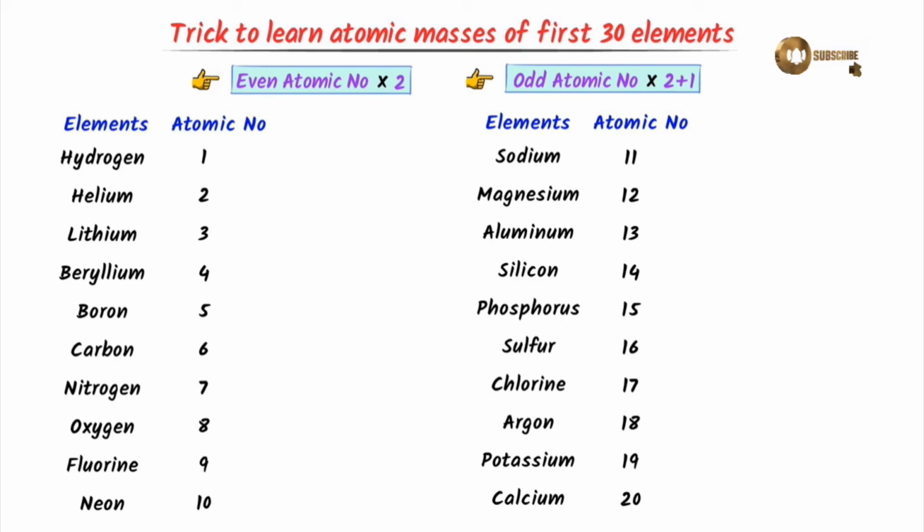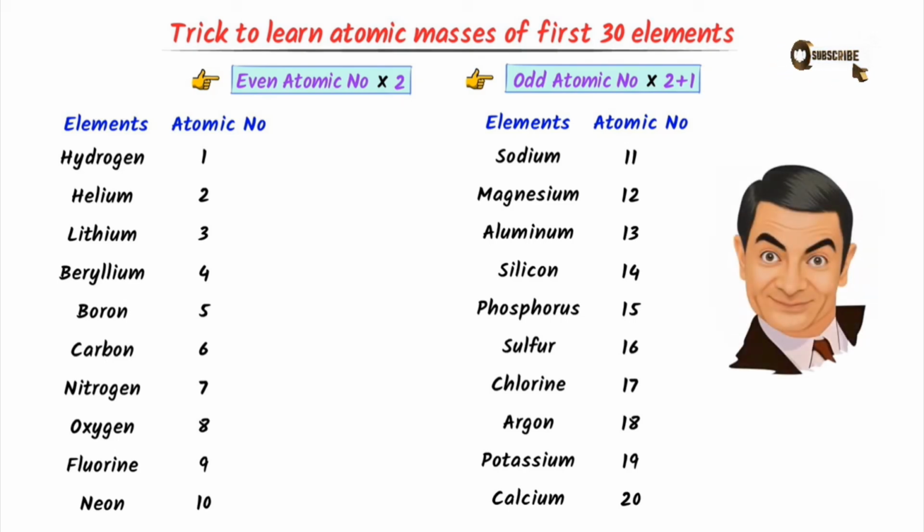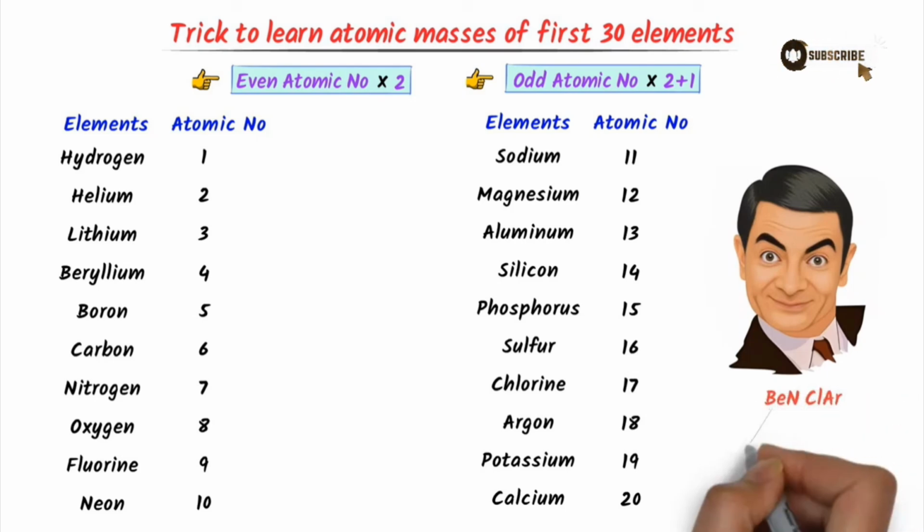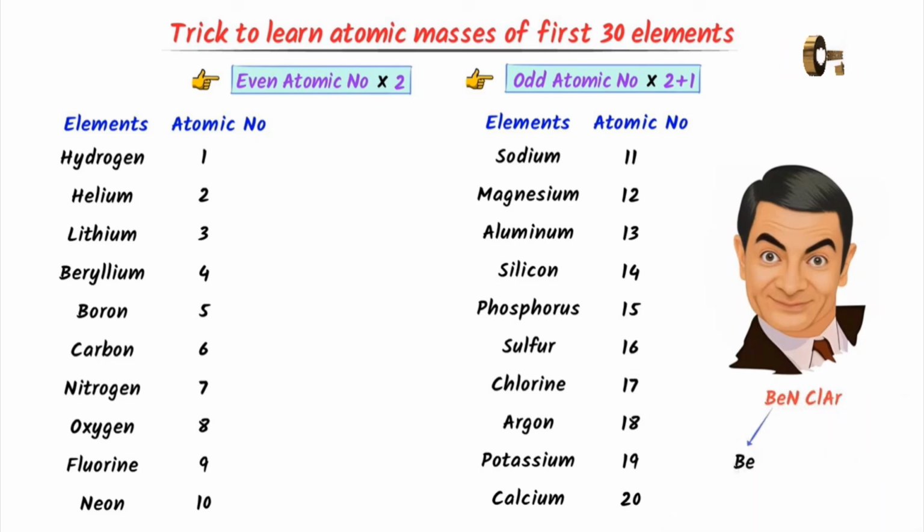In order to remember these 4 elements, consider Mr. Bean. I write bean color. Here, this B stands for beryllium, this N stands for nitrogen, this Cl stands for chlorine, this Ar stands for argon. So I put star on these 4 elements. Except these 4 elements, we can easily apply these two tricks on first 20 elements of the periodic table.